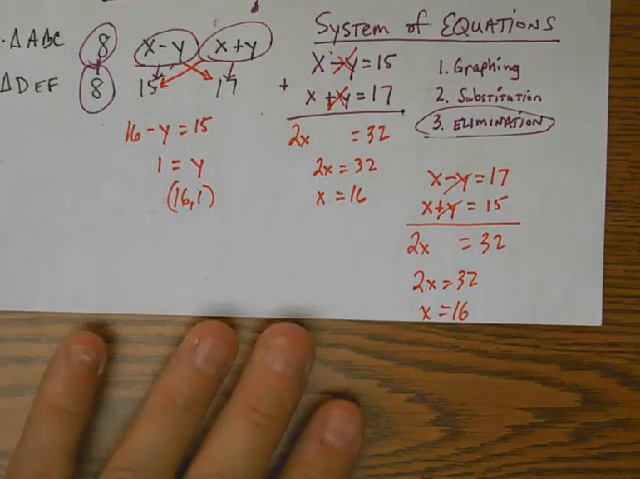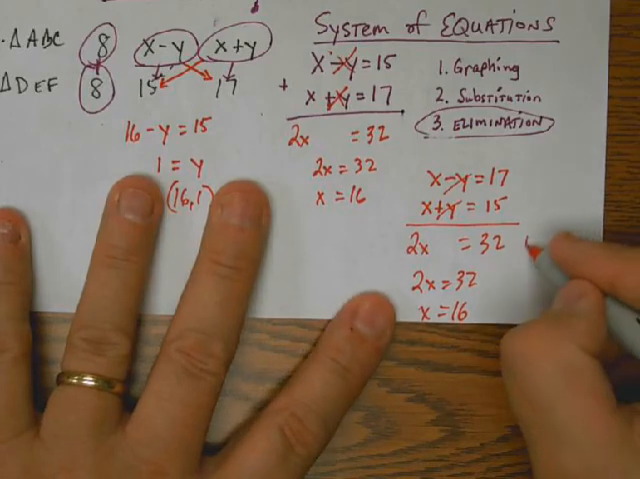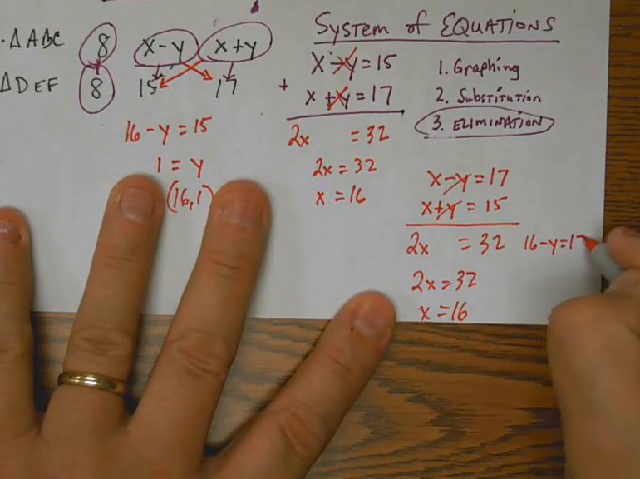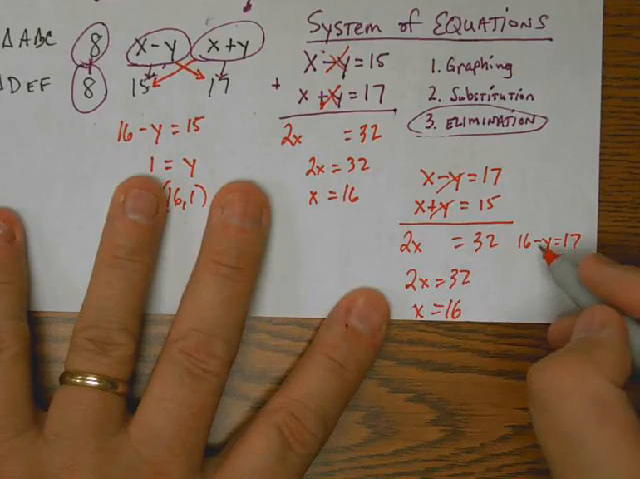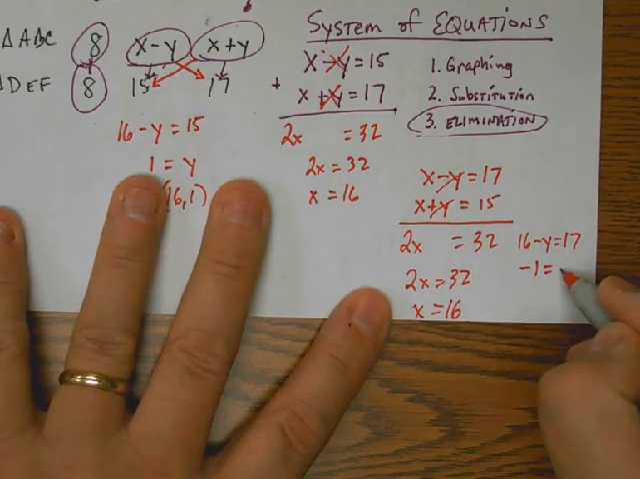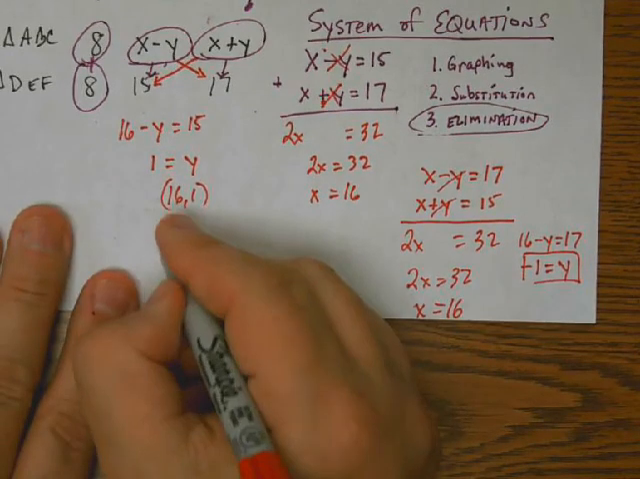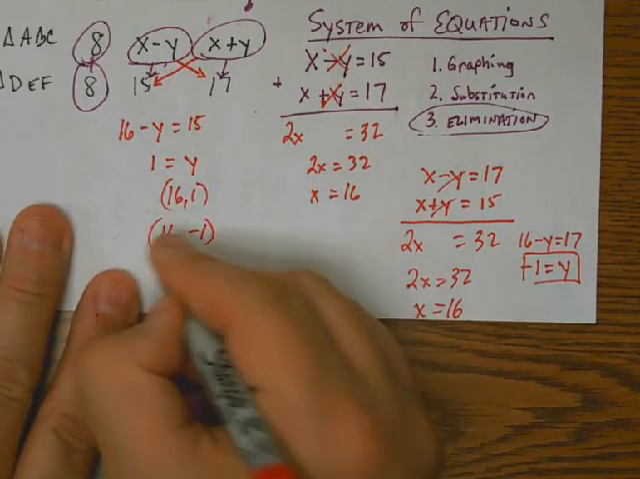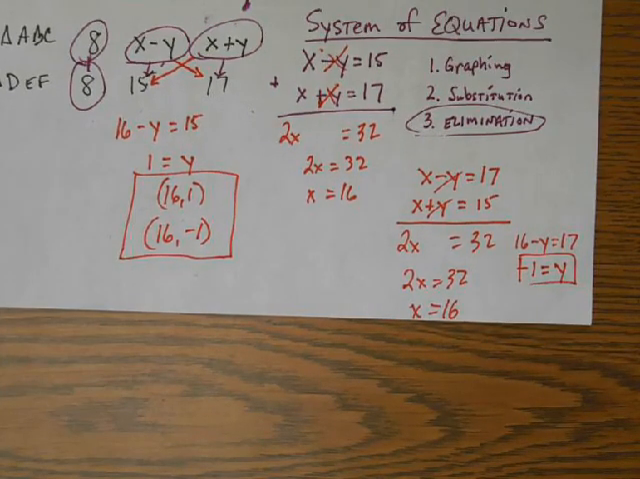Same value for x, but let's plug it in, see what we get for y. I have 16 minus y equals 17. You see that okay? Now, if I add y and subtract 17, now I have y is equal to negative 1. Ooh, look at that. A little bit different. So you actually have two solutions in your solution set. Could be 16, 1, could be 16 and negative 1. And they both work. Does that make sense?